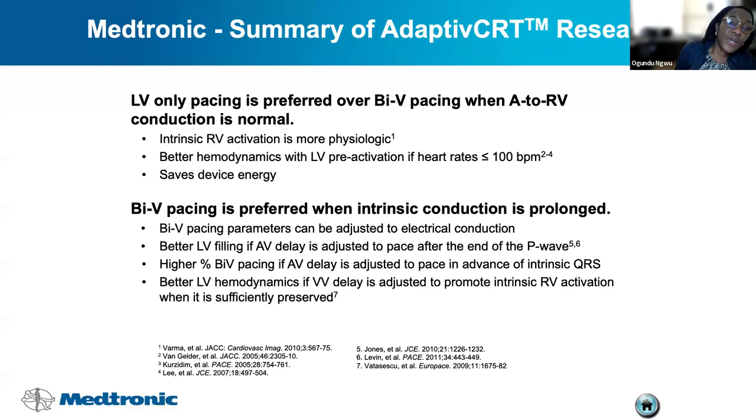And so now Medtronic has a program called Adaptive CRT. They've had some studies that show that LV only pacing is preferred over BiV pacing when you have a normal conduction interval from the atrium to the ventricle. So if you have a PR interval that's 100 milliseconds, 120 milliseconds, the proposal is that LV only pacing can lead to good CRT response.